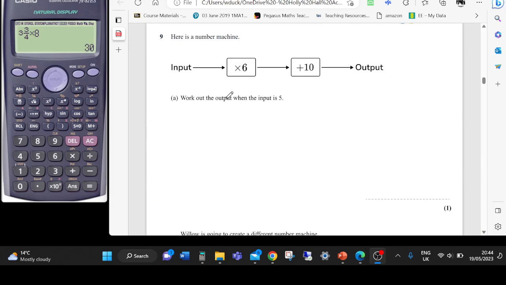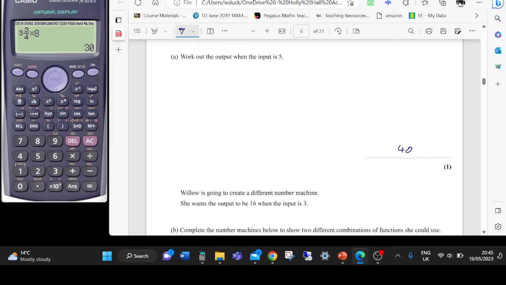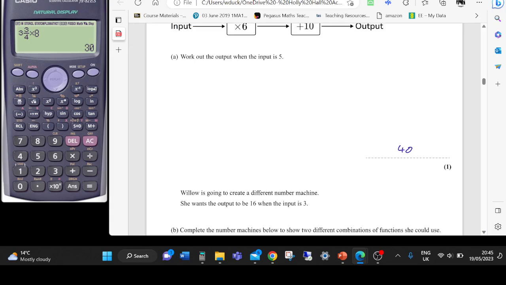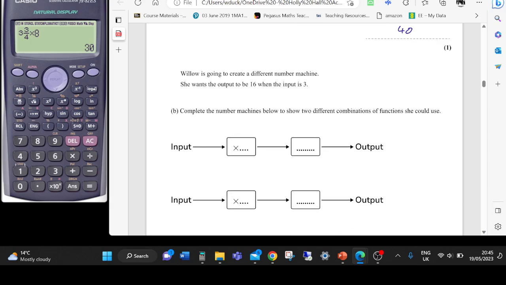Okay, question 9. Here is a number machine. Work out the output when the input is 5. So the input is 5, so we've got 5 going in there. 5 times by 6 would give us 30, and then 30 plus 10 would give us 40, so the output would be 40. Willow is going to create a different number machine. She wants the output to be 16 when the input is 3. Complete the function machine to show 2 different combinations that she could use.